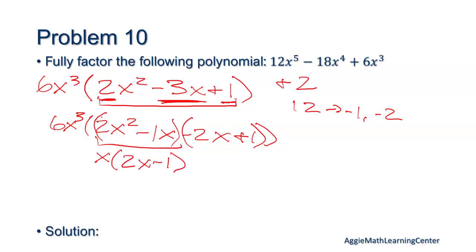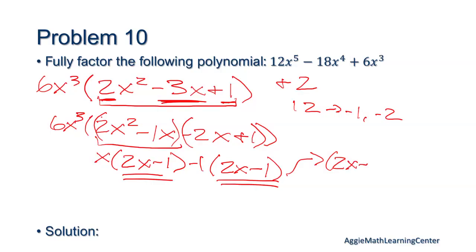Alrighty, what about this second one? We want it to look the exact same as this 2x minus 1. Is there anything we can take out of this one? A negative 1. Perfect. So then what are we left with? 2x minus 1. Awesome. Okay, so our terms in our parentheses match, which is fabulous. So what are going to be our two factors for the inside part? 2x minus 1 and then x minus 1. Awesome.